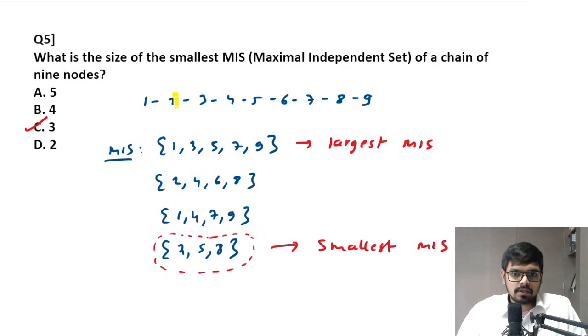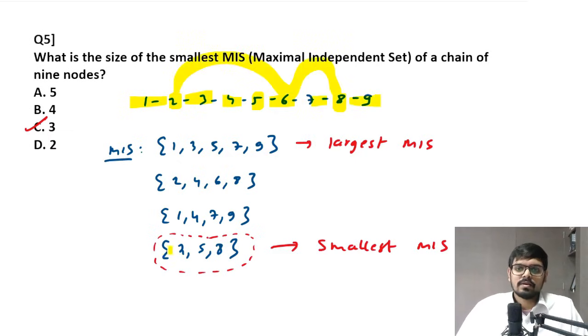Let me start with 2. So left, right, I won't consider. Then I will take this 5. Left, right neighbors I won't consider. Then I will take 8. Left, right neighbors I won't consider. So 2, 6, 8. Okay. Oh, not 2, 6. 2, 5, 8.